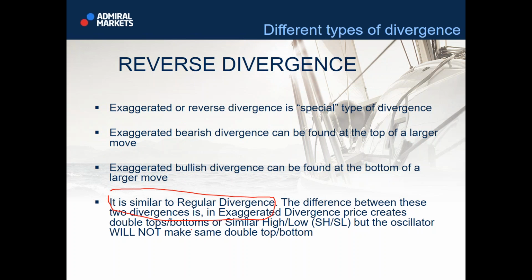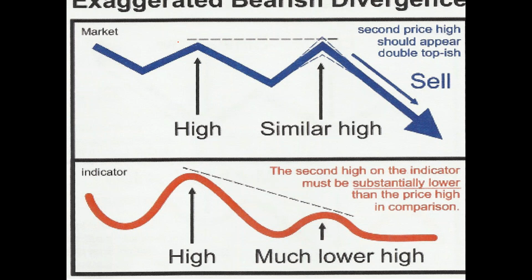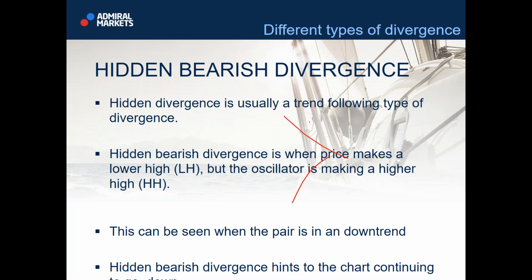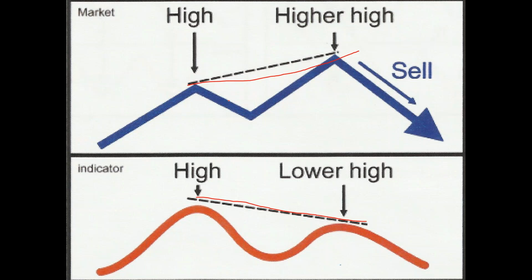Divergence will create double tops or bottoms on the price, guys, but the oscillator will not make the same double tops and bottoms. You see, this is the only difference. This is bearish divergence. Instead of seeing a higher high, the price can make a double top, or it will look double topish, while the oscillator will make a lower high. So this is the chart of a regular bearish divergence.